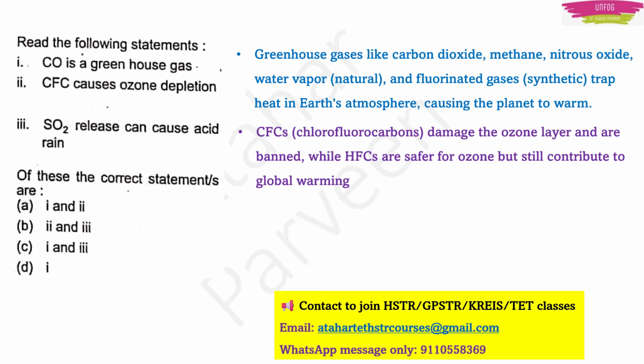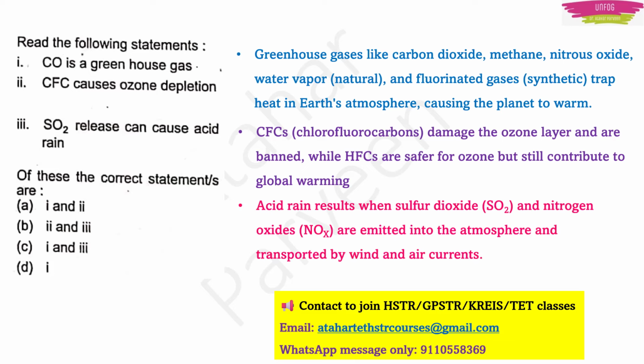Next are CFCs. What are CFCs? CFCs are chlorofluorocarbons. They damage the ozone layer, and that's why they are banned. Earlier, ACs and fridges used to release chlorofluorocarbons. But nowadays, modern fridges and ACs are not releasing chlorofluorocarbons. They are releasing HFCs, hydrofluorocarbons, which are safe for the ozone layer, but still contribute to global warming. That cannot be avoided. Okay.